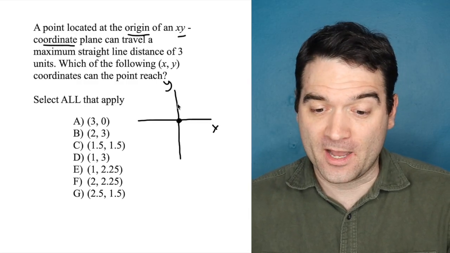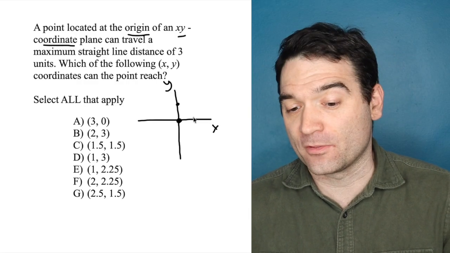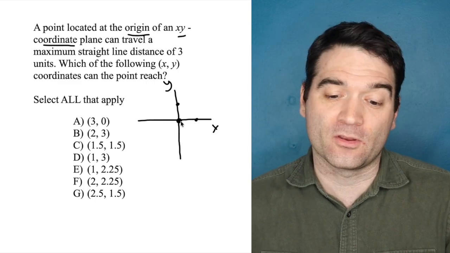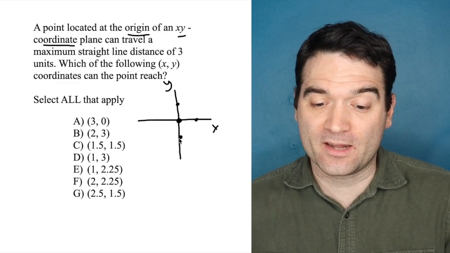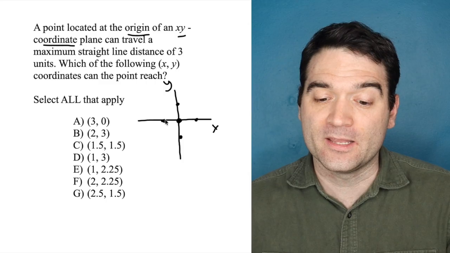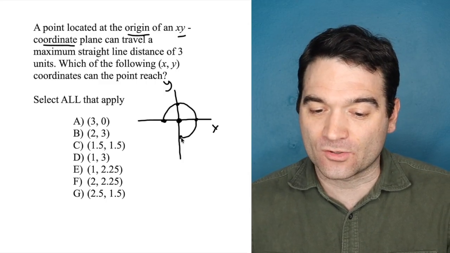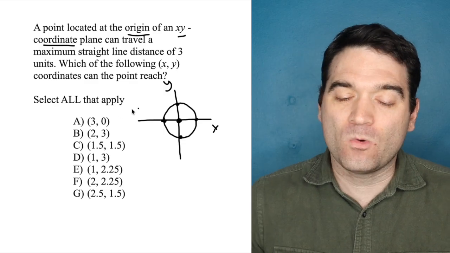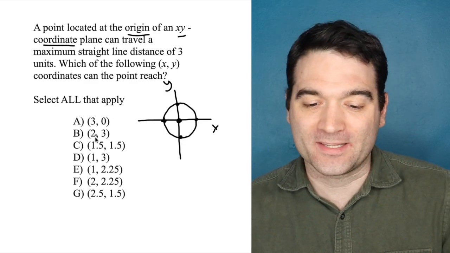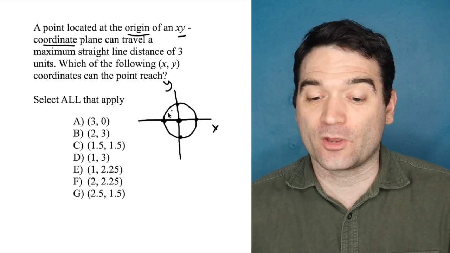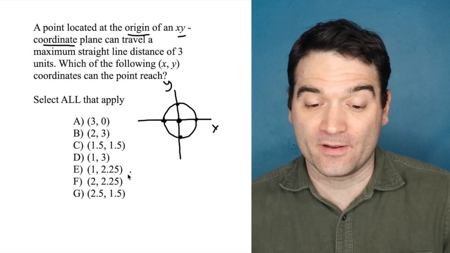So it could go 3 up. That's the point 0, 3. It could go 3 over. That's 3, 0. It could go 3 down. That's 0, negative 3. Or it could go over, negative 3, 0. In essence, I'm going to draw this. It's bounded by a circle, right? But what we want to figure out is which one of these points can it reach? So it can reach anything in this circle, including the very edge.